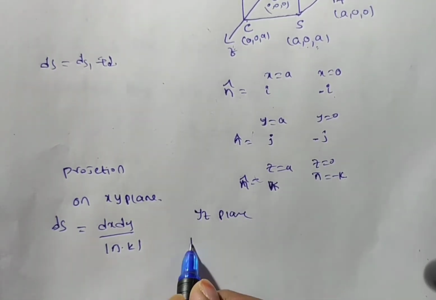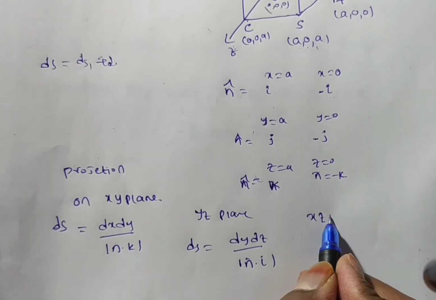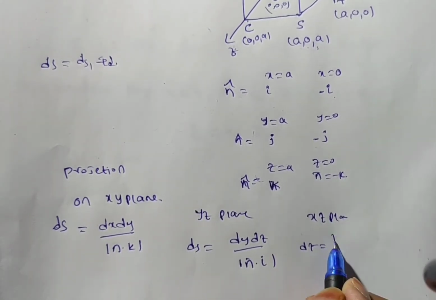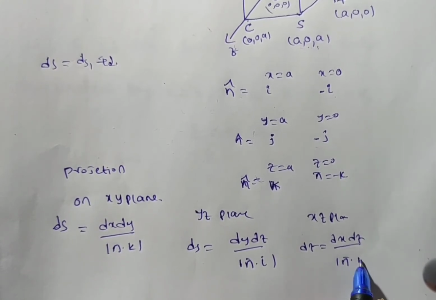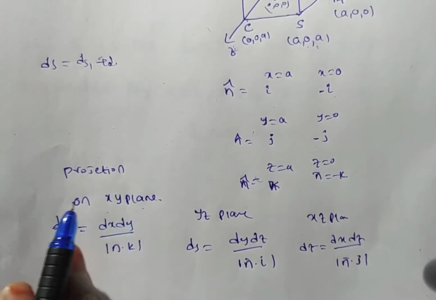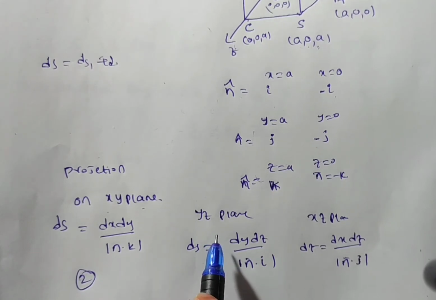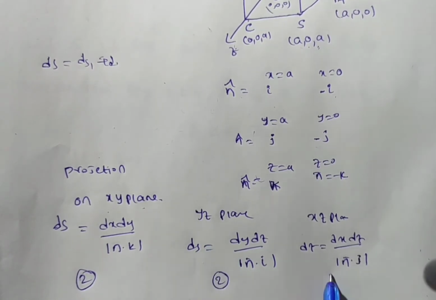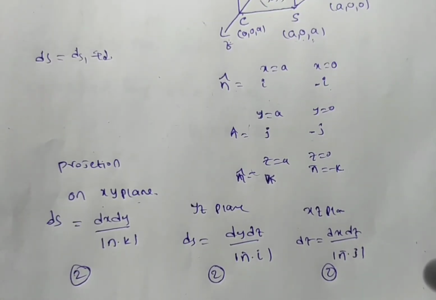Next, projection on the yz plane, ds will be dy dz by mod n bar dot i. Next, projection on the xz plane, in this case ds is dx dz by mod n bar dot j. That's it. So for the xy plane you have right side and left side, total 2 we need to find out. The yz plane, 2 we have to find out, and the xz plane 2. Total 6 surfaces we are going to solve. Now we will solve these 6.